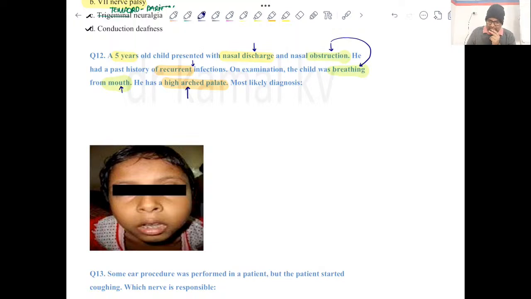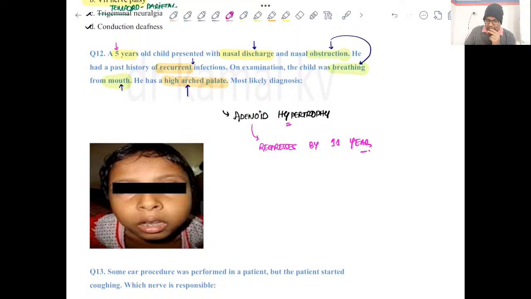So this is a classical case of adenoid hypertrophy. Clear? Adenoids are a group of lymphoid tissue which regresses by 11 years. So this condition is always seen before the age of 11 years, number one. That is 5 years in the question, right? After 11 years, there is nothing like adenoid hypertrophy because the adenoid as such does not exist, it regresses.